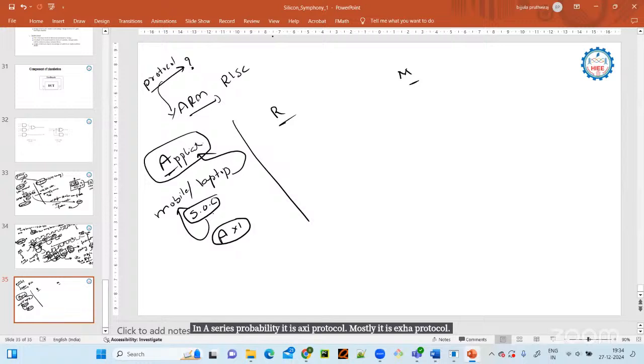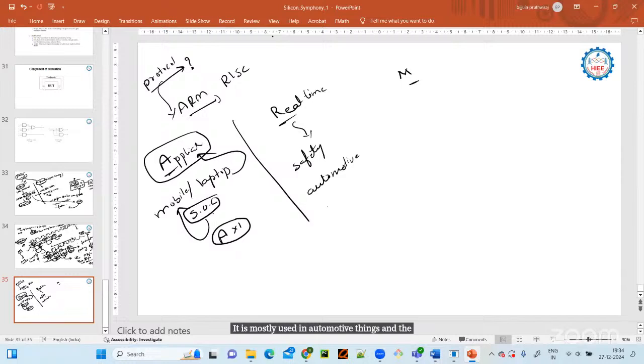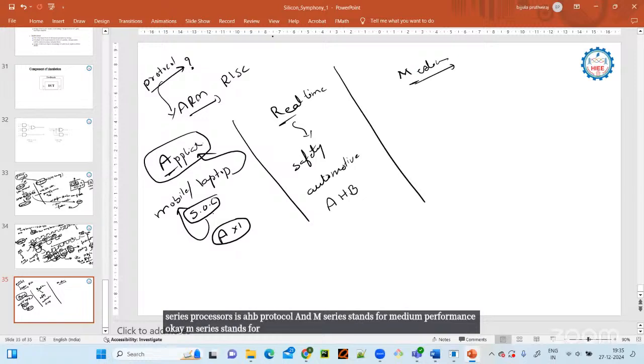And R series, R stands for real time. Where you need the real time data. It is used in all your safety critical processes, like deployment of your airbag kind of things. So it is used in all these automotive things, mostly in automotive things. And the protocol that is used in R series processors is the AHB protocol. And M series stands for medium performance. Here, even here, you will be using the AHB protocol.